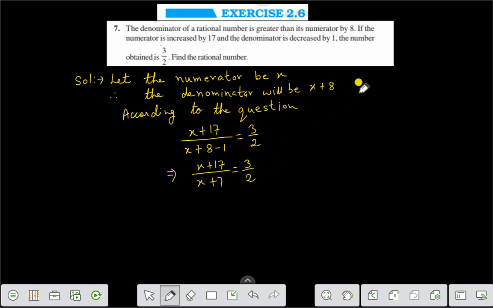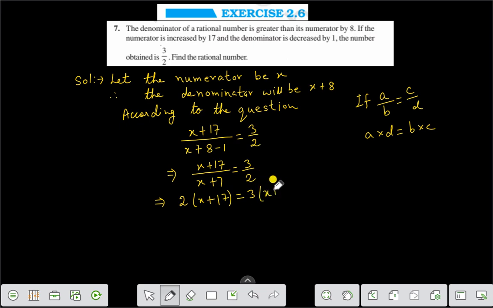We know that if a by b is equal to c by d, then you can write a into d is equal to b into c. Therefore, we can write here as 2 into x plus 17 is equal to 3 into x plus 7.